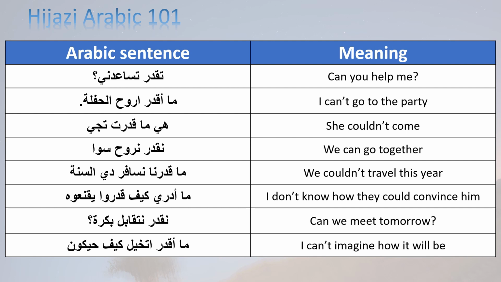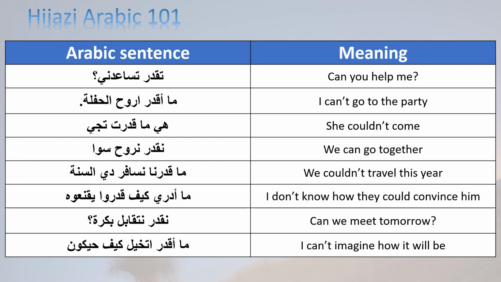تقدر تساعدني? Can you help me? So تساعدني means help me. تساعد means you help. And ني means me. Okay? The next sentence is ما أقدر أروح الحفلة. I can't go to the party. أروح is I go. الحفلة is the party.